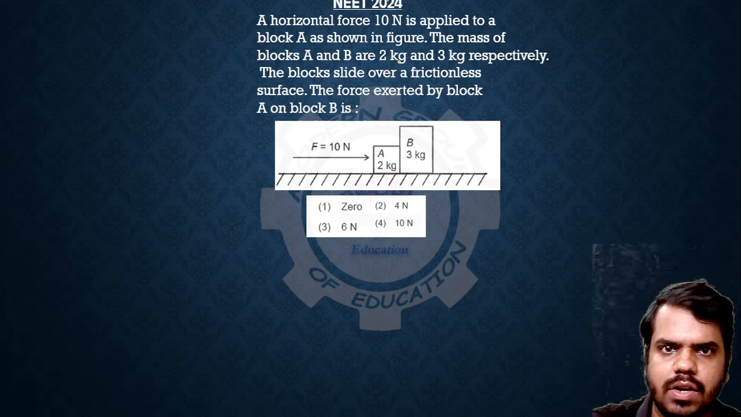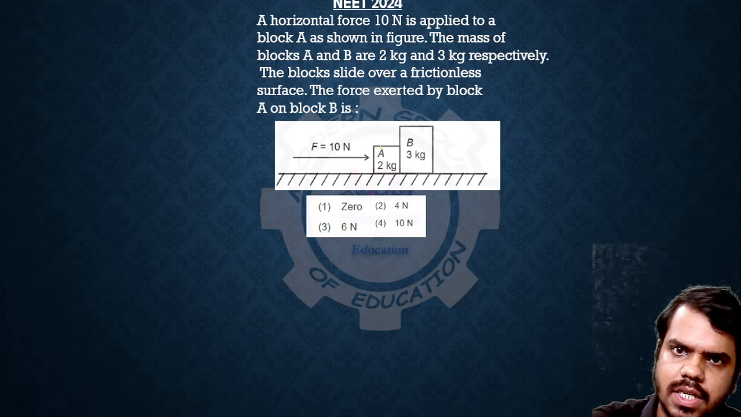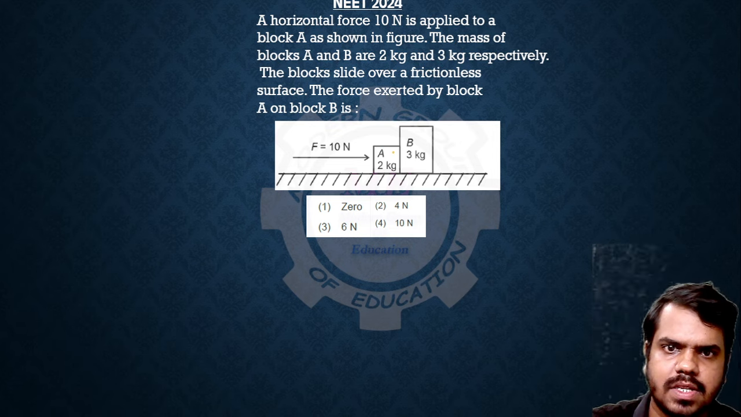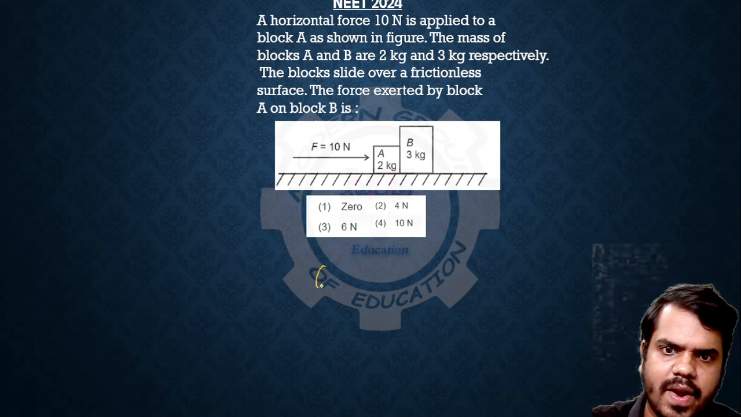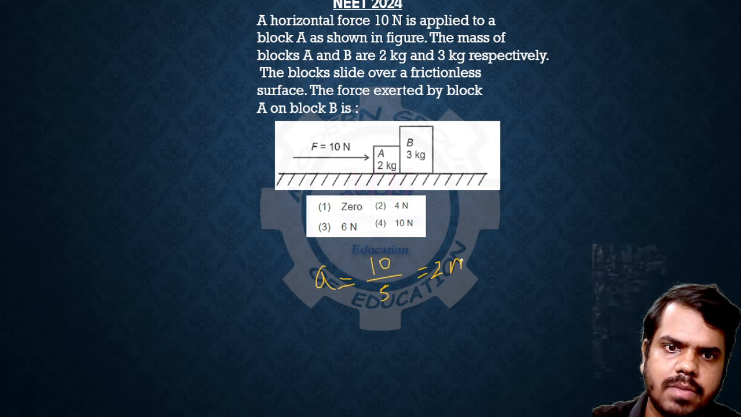A horizontal force of 10 Newton is applied to a block A as shown in the figure. The masses of blocks A and B are 2 kg and 3 kg. The blocks slide over a frictionless surface. First of all, you have to find the acceleration, that is total force by total mass, which is 10 by 5, which is 2 meter per second square.